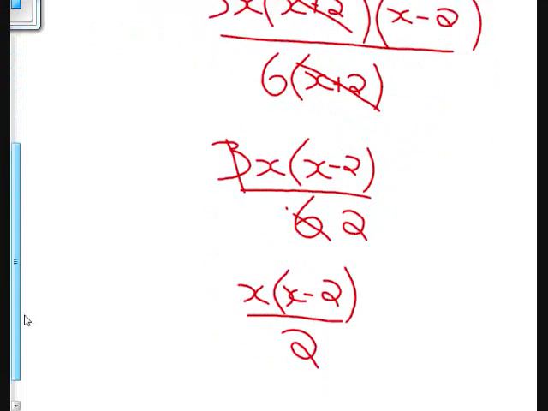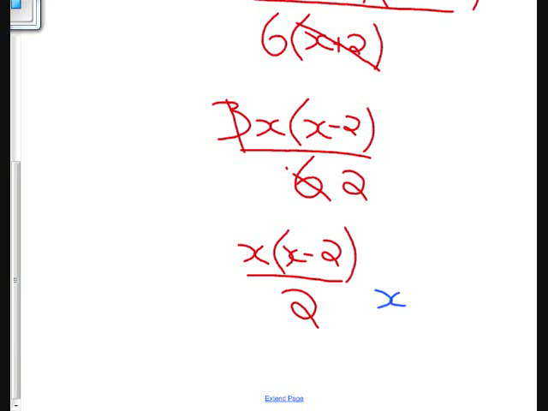So after the restrictions, x cannot equal negative 2. There's no x in the bottom right there, so there's no value that can make that 0. Any questions on the restrictions? We all good with that so far?